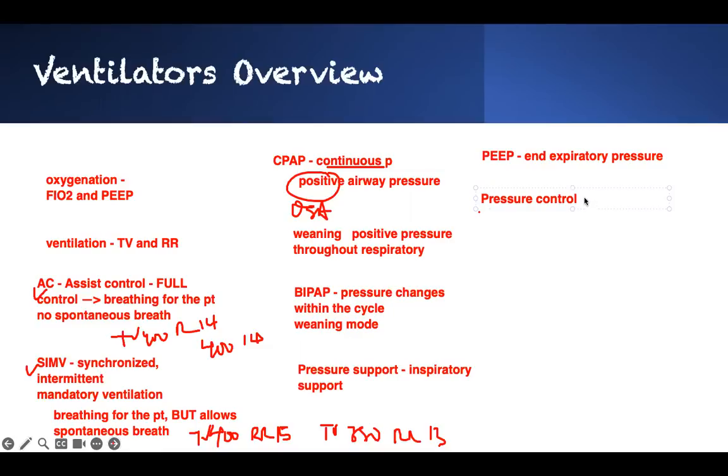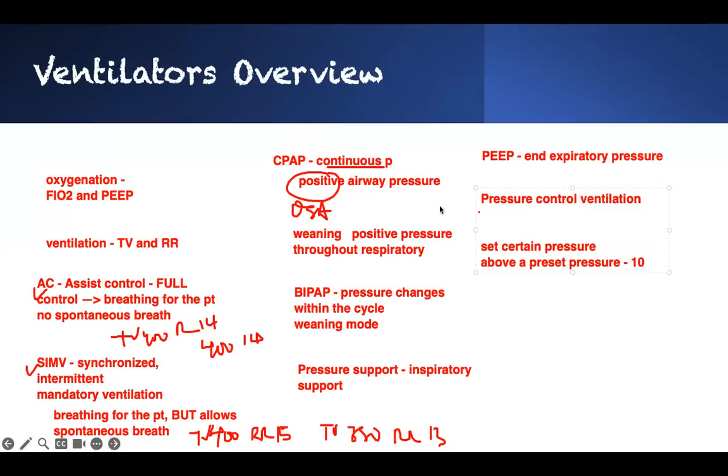So this is the pressure control mode. It's pressure control ventilation. Here, we set a certain pressure, okay? And the machine regulates the pressure. It does not let you go above a preset pressure. If I set the pressure to 10, you can't go past that. And so that we don't cause too much injury to your lung.